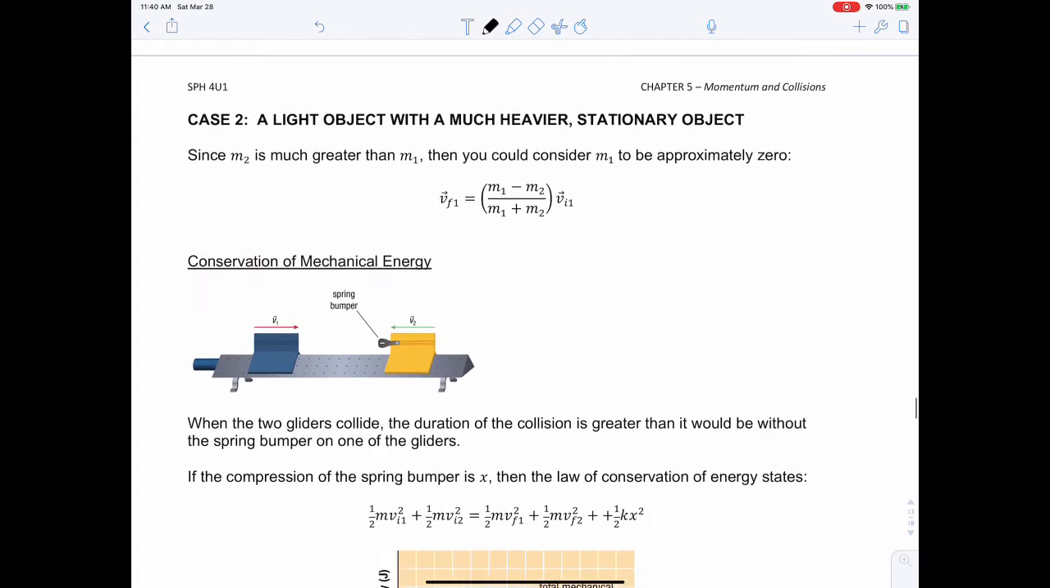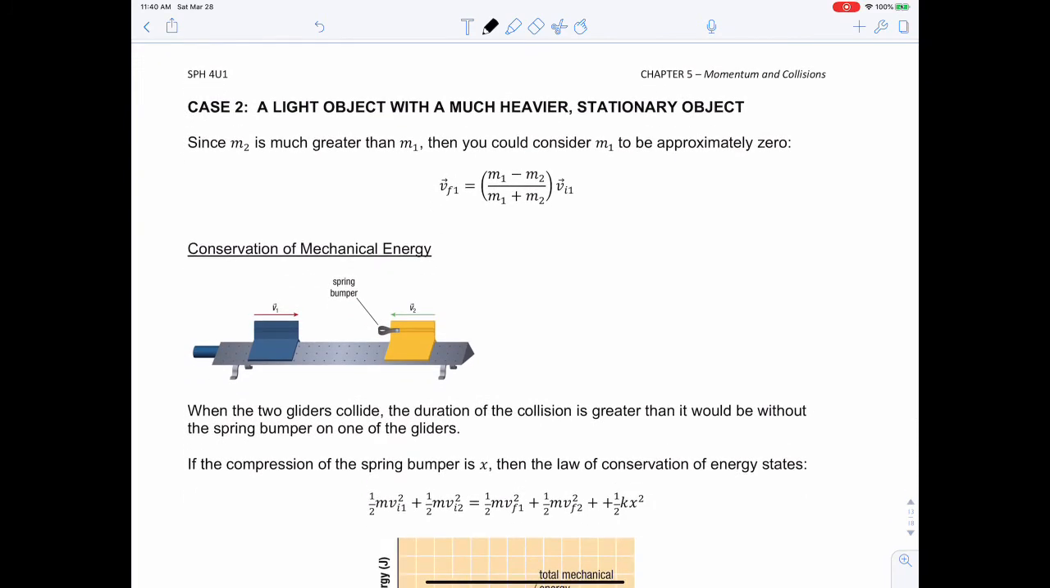Let's take a look at a second special case, the case in which one of the two objects is a much heavier stationary object. So much heavier, in fact, that the mass of object number 1 is almost insignificant. I want you to picture this in your head. Send a very small object colliding towards a very large object, where the mass of number 1 is way smaller than mass number 2. Imagine what you think will happen. Well, let's use mathematics to see what happens.